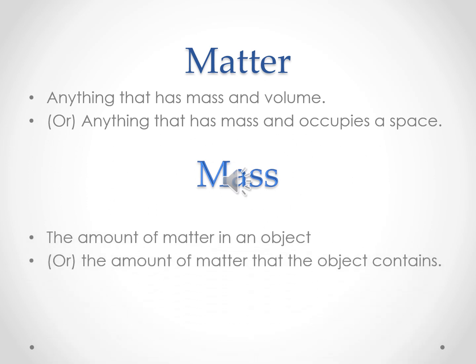Okay, let's start with the first unit, which is the matter and its construction. The first lesson is talking about the matter and its characteristics. Like you know before, everything around us is called matter. Anything. If you look around you, you can see the door, the window, the chair. Everything around us is called matter.